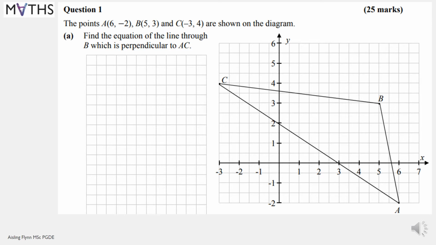So sketching a line here that makes 90 degrees with the line AC. That's what we're looking for, the equation of that line. Let's call it BD.